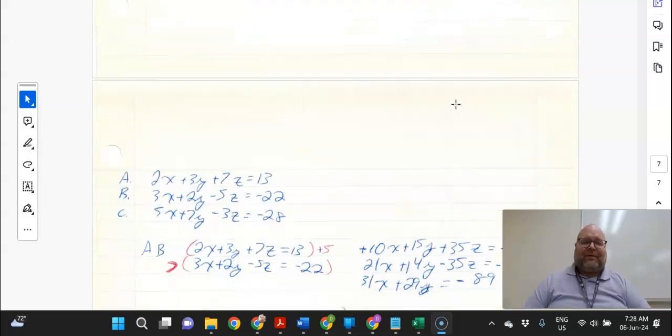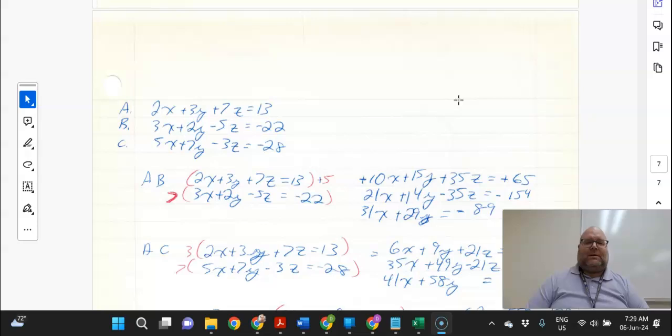So if we start out with the three equations, equation A, 2x plus 3y plus 7z equals 13. Equation B, 3x plus 2y minus 5z equals negative 22. And equation C, 5x plus 7y minus 3z equals negative 28. We want to pair these up. We're going to be working with A and B and A and C.